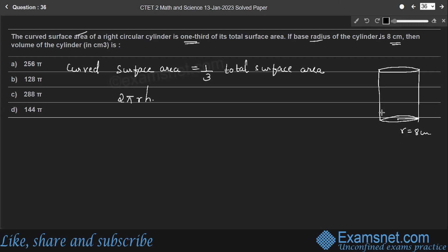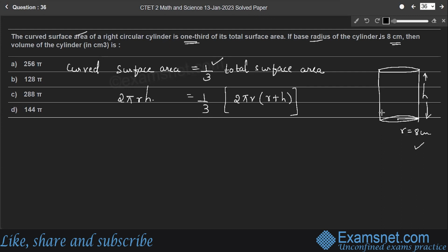Here, r is base radius. So h is height of the cylinder. Right? So, which is equal to 1/3 of total surface area. So, total surface area of the cylinder is 2 pi r into r plus h. Right? So, 2 pi r into r plus h is the total surface area. So, the relation between curved surface area and total surface area is like this. So, 1/3 of total surface area.